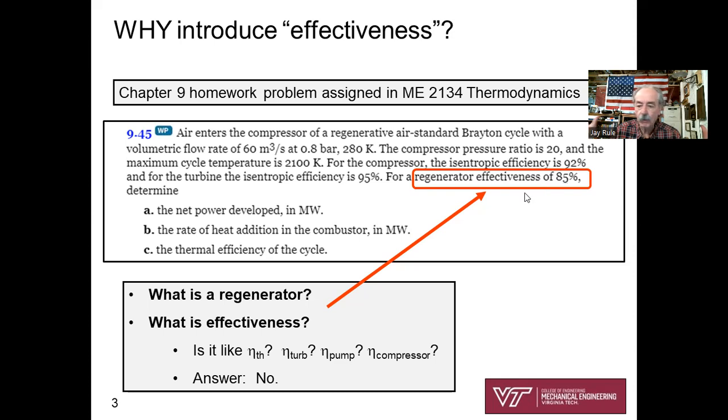Now, what in the world does all that mean? You haven't really been exposed to that yet. So the two questions to work on this homework problem are, what is a regenerator in the first place? And what is effectiveness? It says it's 85%, but I don't have any idea what that means. Is this a lot like thermal efficiency of a cycle? Is it like a turbine efficiency, pump efficiency, compressor efficiency? And the answer is no, it's not like that at all.